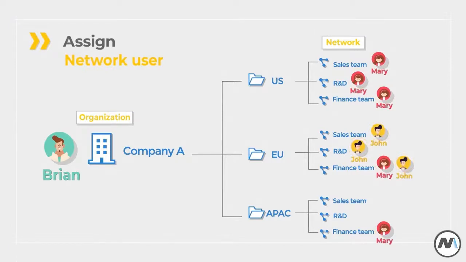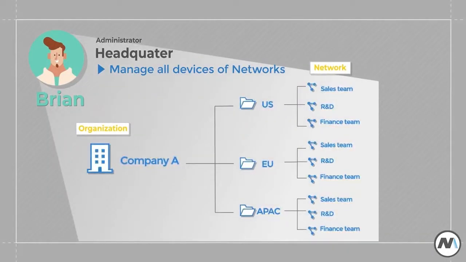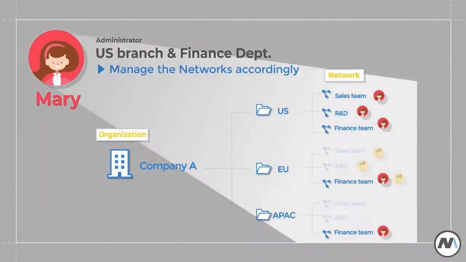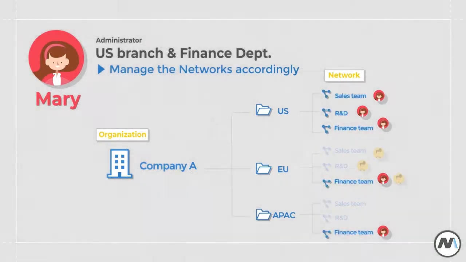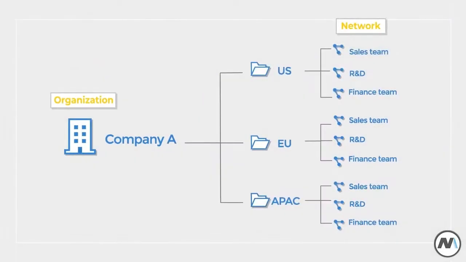Our first user, Brian, has privileges and can manage any device or network in the organization as needed. Our second user, Mary, has branch-wide access privileges for the USA, but only finance department privileges for every other branch. The last user, John, has network access across all departments, but only for the Europe-based teams under his direct responsibility. EnGenius Cloud offers privilege customization options and many more features.